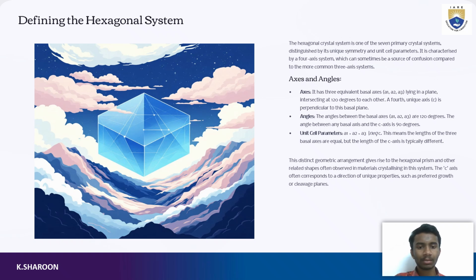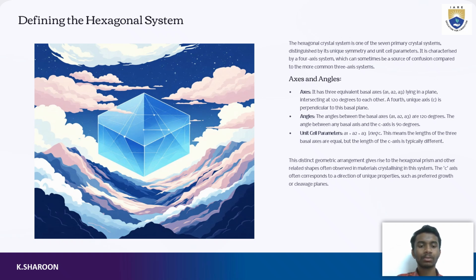Axes. It has three equivalent basal axes, that is a1, a2, and a3, lying in a plane, intersecting at 120 degrees to each other. A fourth unique axis c is perpendicular to this basal plane. Angles. The angles between the basal axes a1, a2, and a3 are 120 degrees. The angle between any basal axis and the c axis is 90 degrees.